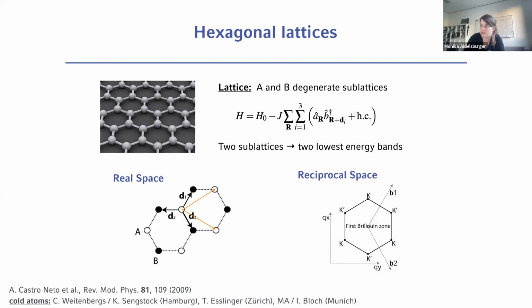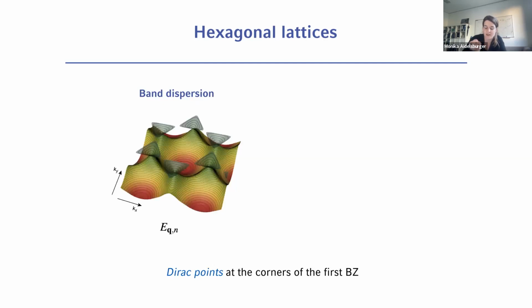Now, if you draw the Brillouin zone in reciprocal space, you can either draw this hexagonal Brillouin zone with the K and K prime points at the edges, or if you look at the reciprocal lattice vectors, it's actually this b1 and b2. So the Brillouin zone is actually diamond shaped, if you wish. Okay, so we have two subbands, and these two subbands actually touch at so-called Dirac points.